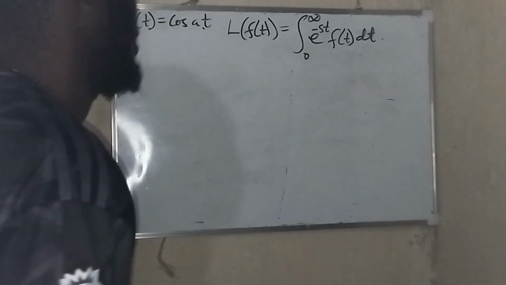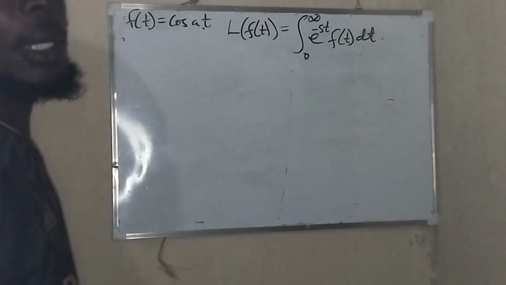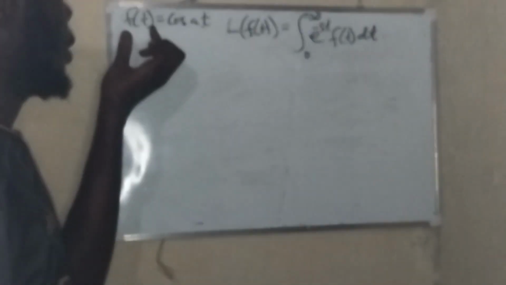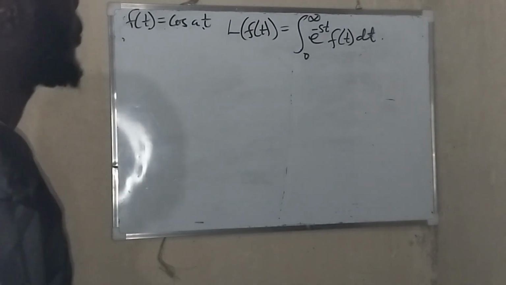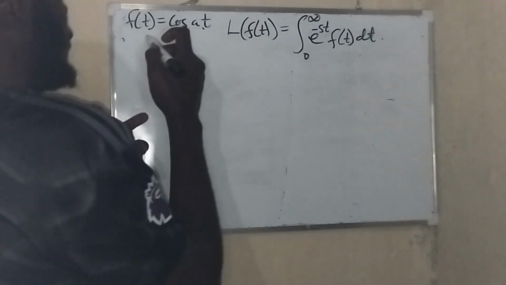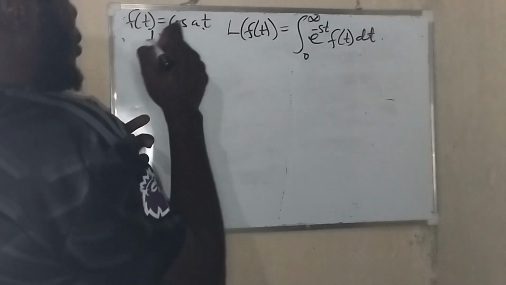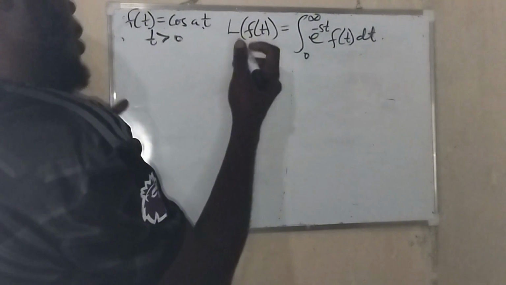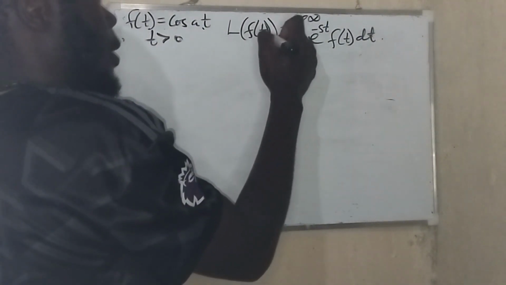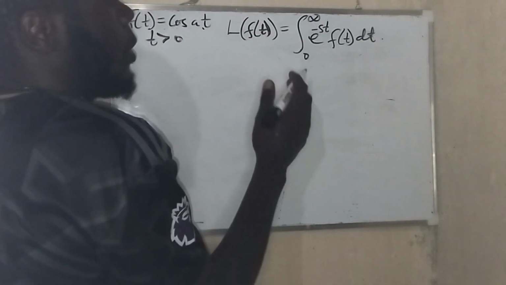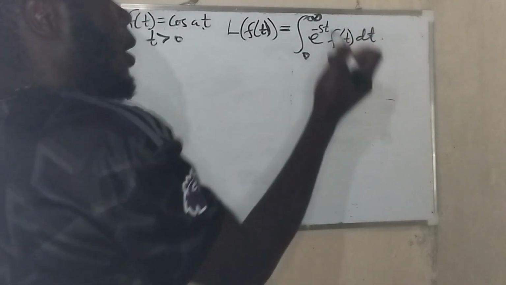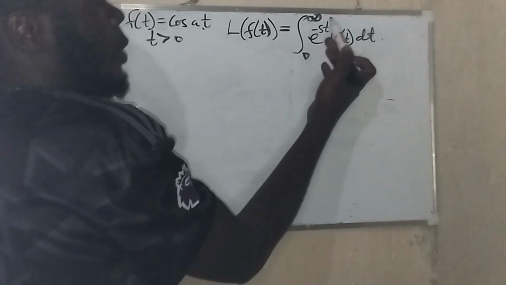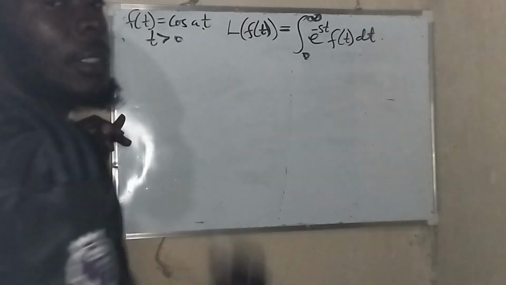Today we look at Laplace transform. We are given a function f of t equals cos at, where t is greater than 0. It is defined. So we know that the Laplace of that function f of t shall have the integral from 0 to infinity, then exponential negative st f of t dt.